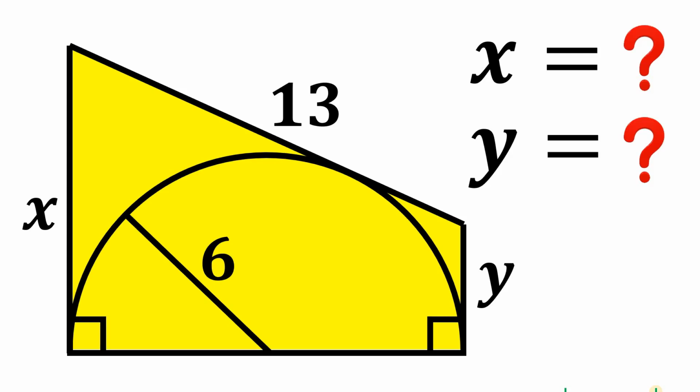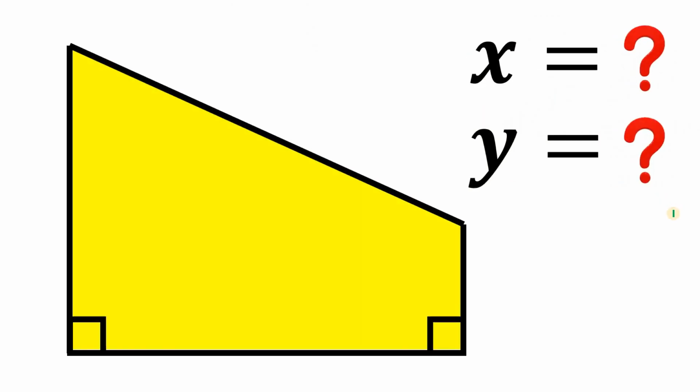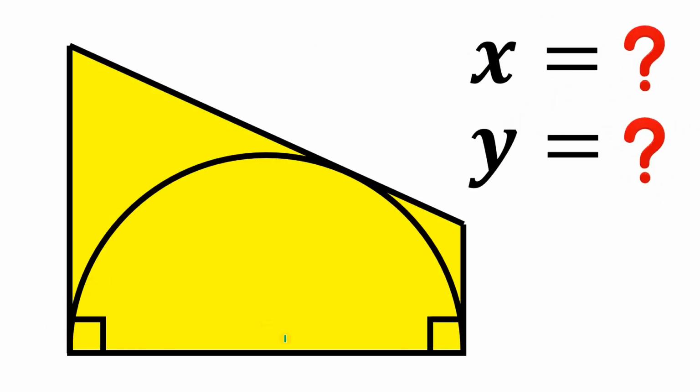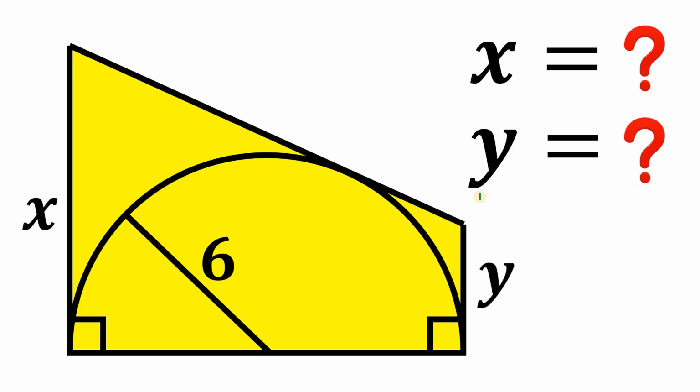Can you solve this geometry challenge? Here's the question. Given this quadrilateral, let's draw a semicircle inside of it, wherein the radius of the semicircle is 6 units, the length of this segment is x, the length of this segment is y, and the length of this segment that is tangent to our semicircle is 13. But the question is, what is the length of the segment x and segment y?